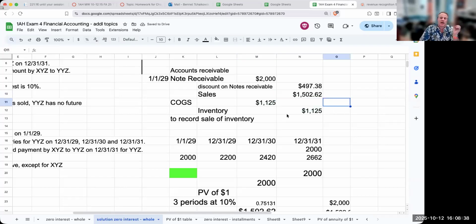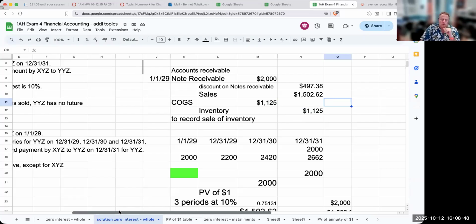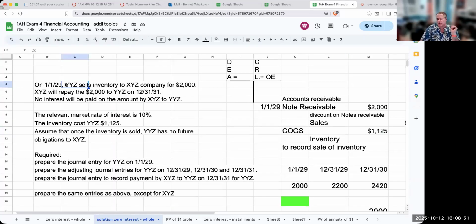So let's take a step back and look at this, because this is by far the most important concept in this problem. When I sell inventory on account, normally I debit AR, credit sales, debit cost of goods sold, credit inventory. Seems simple enough. However, I'm not being paid this $2,000 right away. It's not coming to me in the next 30, 60, or 90 days. It's not coming to me for another 3 years.